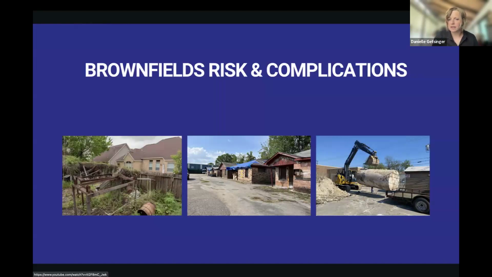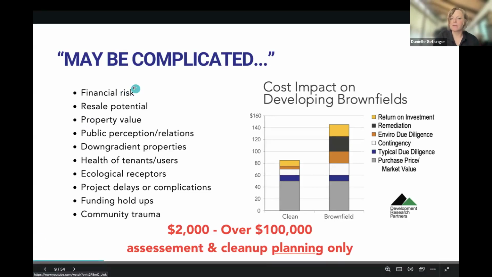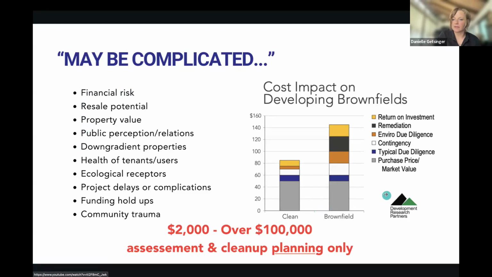There's a reason why these properties are sitting idle, and it's hard to move them back into redevelopment. So this, coming back to that definition, may be complicated, right? So what are those complications? Usually it's money, right? So if you're looking at, and this is actually from some partners of ours at Development Research Partners, Jesse Silverstein, who is a KSU TAB partner, technical assistance partner in Brownfields.